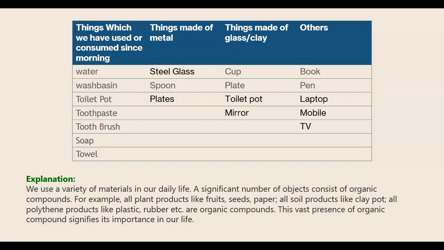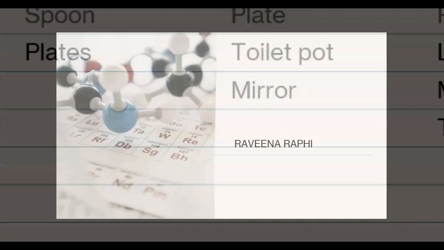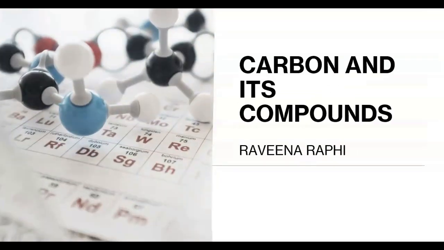So what do we mean by organic compounds? Organic compounds are mainly made up of carbon. So we have to study carbon in detail, and that is what this chapter is about: carbon and its compounds.